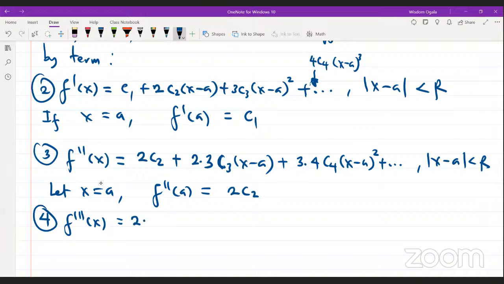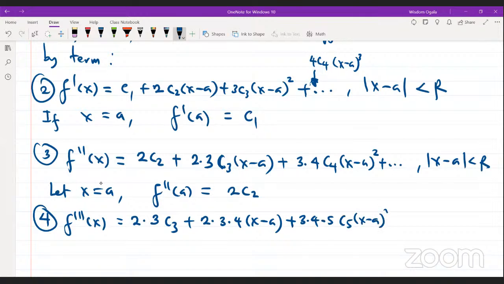All right, so times 3c3 plus 2 times 3 times 4x minus a plus, you're going to have 3 times 4 times 5 c5x minus a squared. This can continue. I can continue doing this forever, okay?